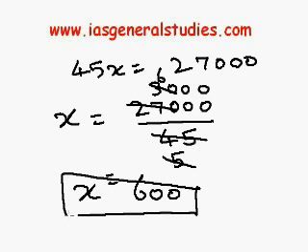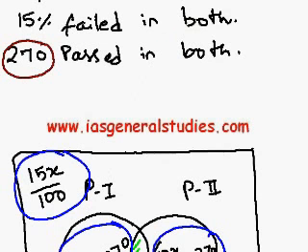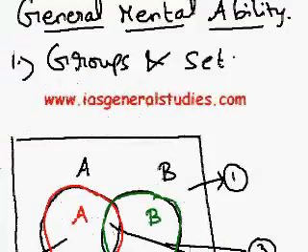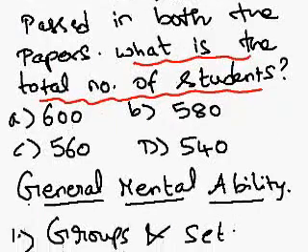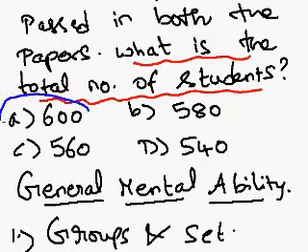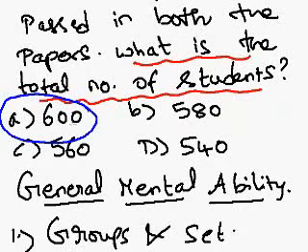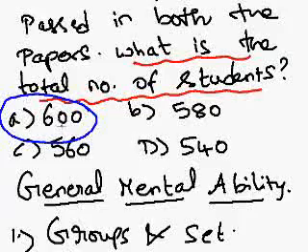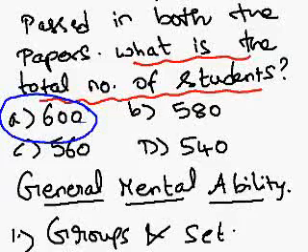What is our x? This is basically our total number. That is nothing but, in the options we have 600 as option A. So this is our correct answer. Okay. So I have taken so much time to explain the concept, but actually when you solve it, you can complete it in much lesser time. Is it clear?